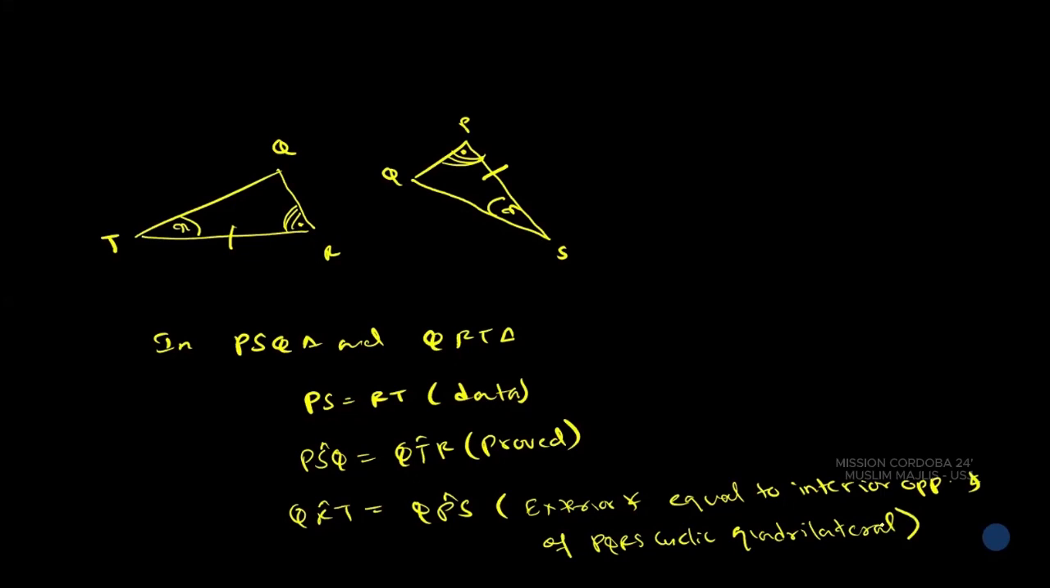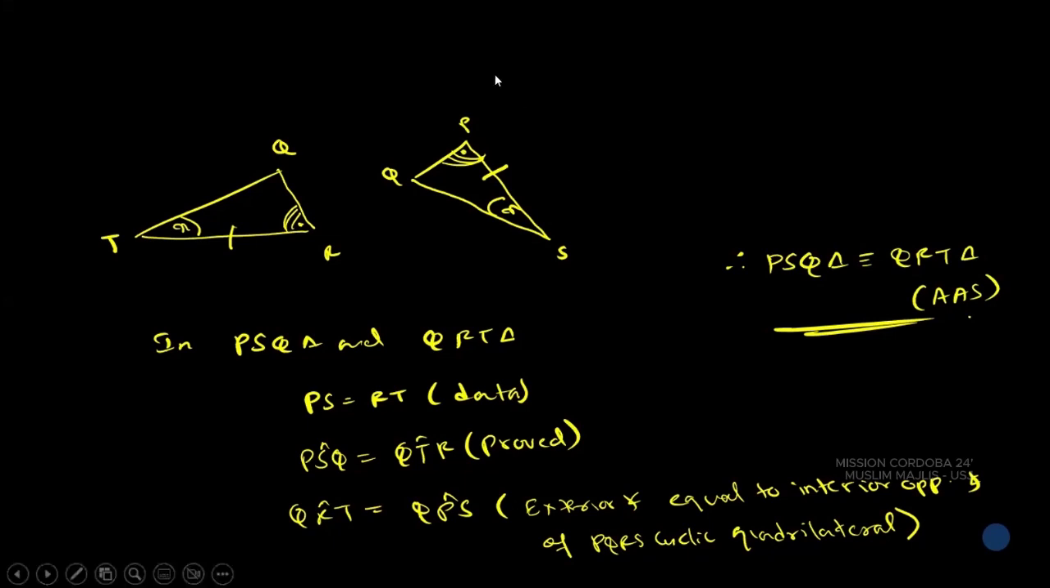Right. So therefore, I will write the last step here. Therefore, PSQ triangle is congruent to QRT triangle in the case of congruency angle, angle, side. So this is how you have to prove it. Clear? Fine. Shall we move to the last part of this question?